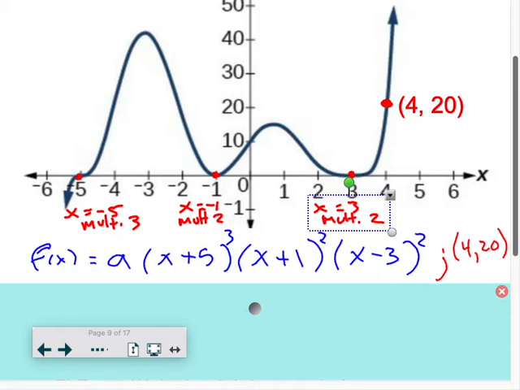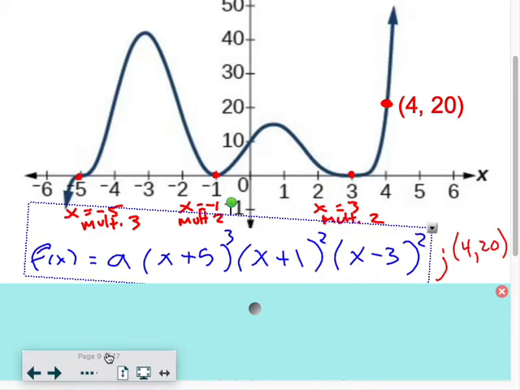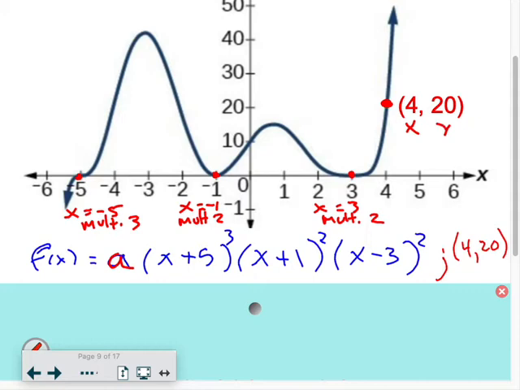So the only difference between this rule that we're going to write and the one previously is that now we have to figure out this a value, right? So what we like about that is we have this point (x, y), and we can use that point, plug it in, substitute it into this equation. So x goes into all the x's, y goes into f of x, and we solve for a.